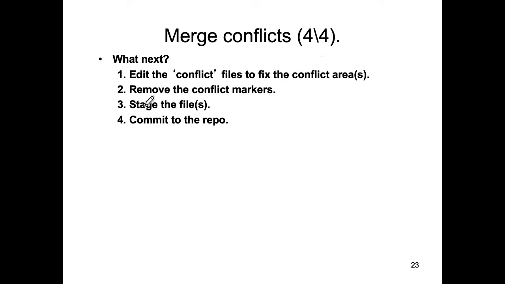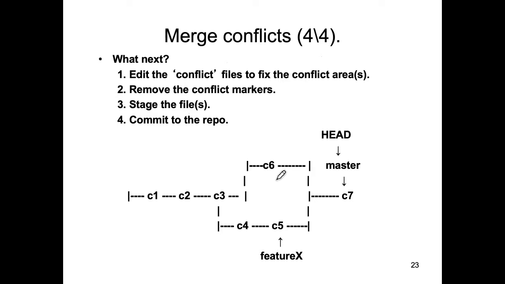And then we stage using the git add command. We stage the current status. We stage the modified files in the working directory, and we do a commit, just as before. When you do that commit, this is really what you finish up with. We've completed the merge of our feature X branch and our master branch. So we've got a new commit.